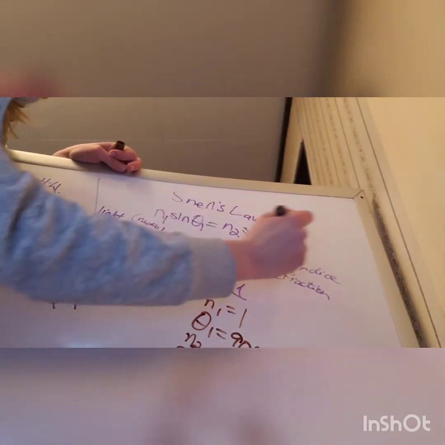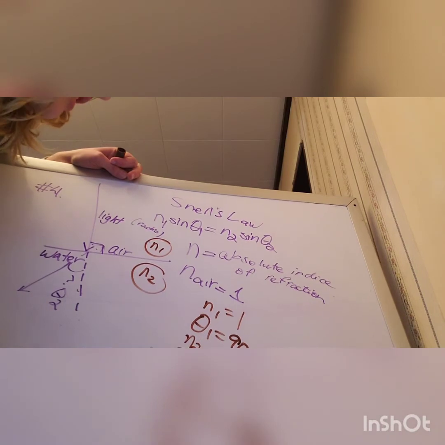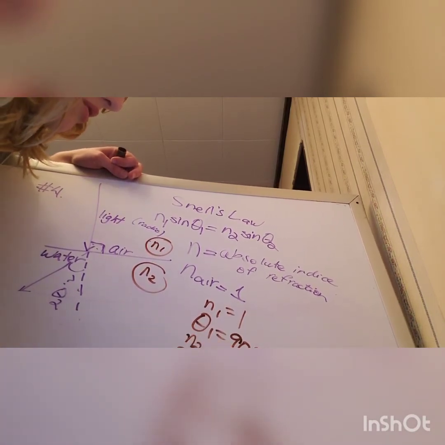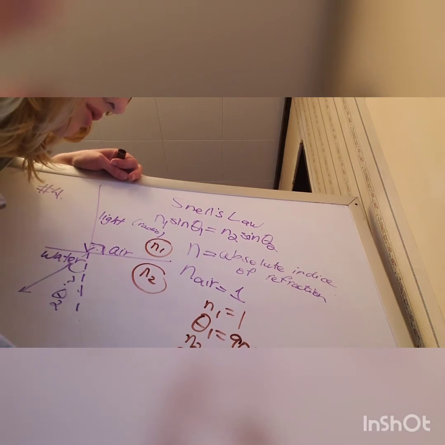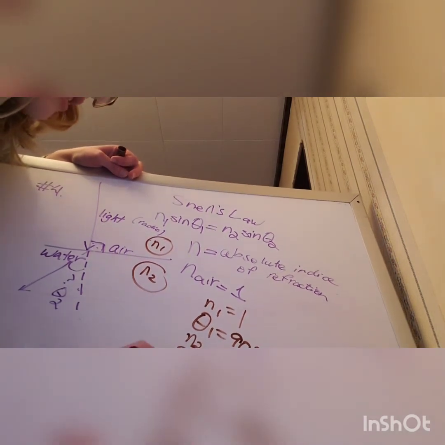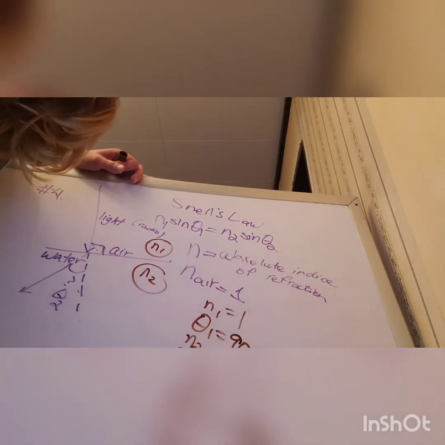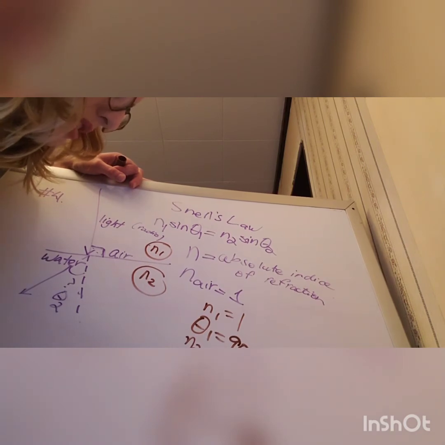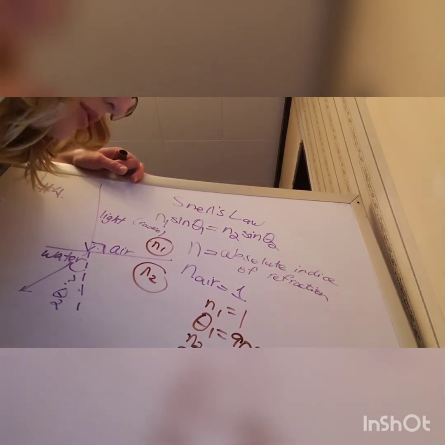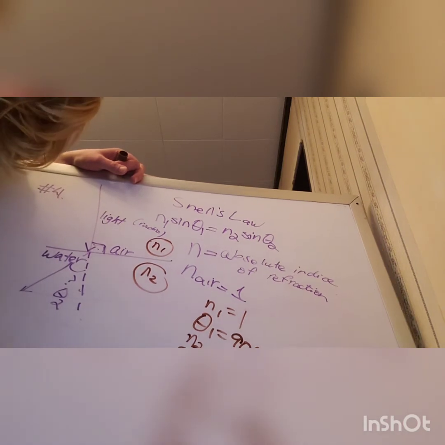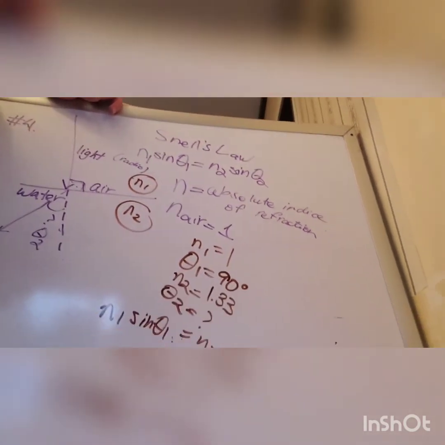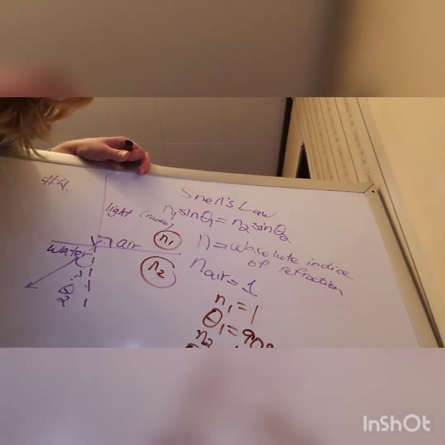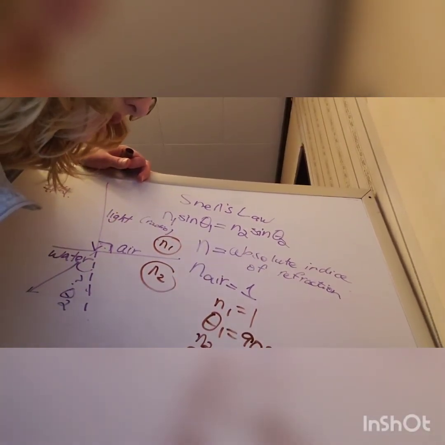So plugging in, I'm going to use this equation over here and rewrite it with the values. N1 sine theta 1 equals N2 sine theta 2. N1 is 1, and sine of 90 degrees is 1. So 1 times 1 equals N2, which is 1.33, times sine theta 2. I got this N from page 2 of your reference table. It says that for water it's 1.33.